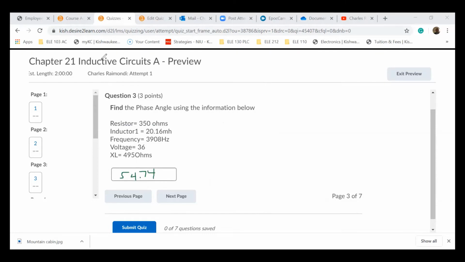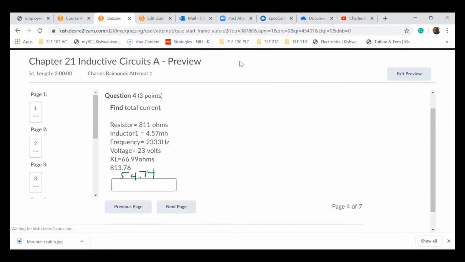Okay, let's go on. Any questions about these so far? Nope. Okay, we're on number 4. Solve for the I total of this thing. This is a series circuit, I'm assuming. So we have X sub L and we have R. What's the first thing you want to do? Find Z total. Yep, find Z total, because Z total is your total impedance.